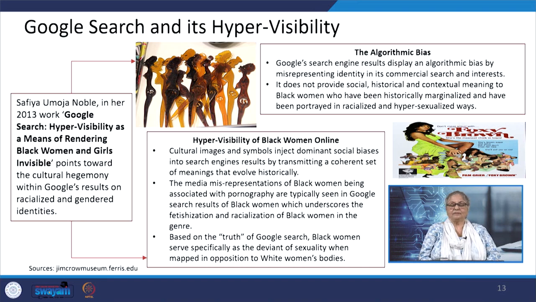Cultural images and symbols inject dominant social biases into search engine results by transmitting a coherent set of meanings that evolve historically. The media misrepresentation of black women being associated with pornography is typically seen in Google search results of black women, which underscores the fetishization and racialization of black women in the genre. Based on the so-called objective truth of Google search, black women serve specifically as a deviant of sexuality when mapped in opposition to the bodies of white women.